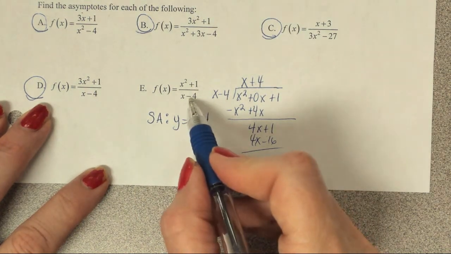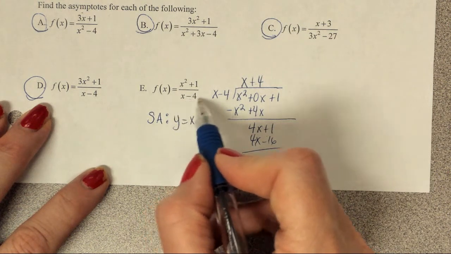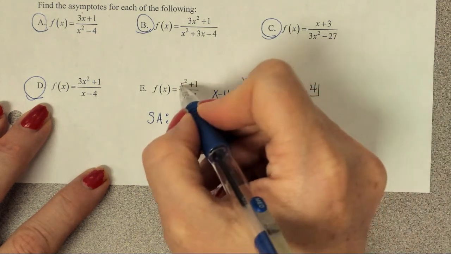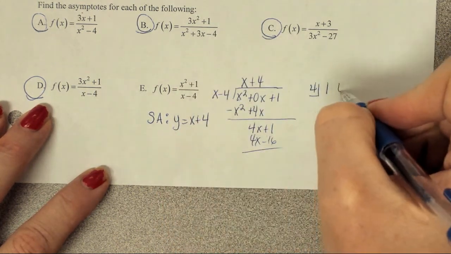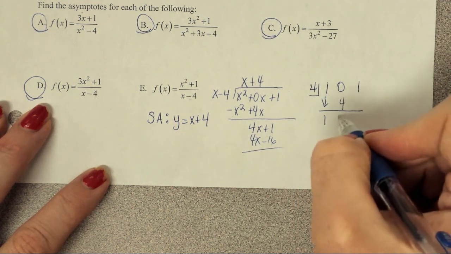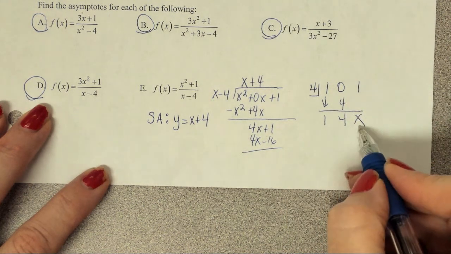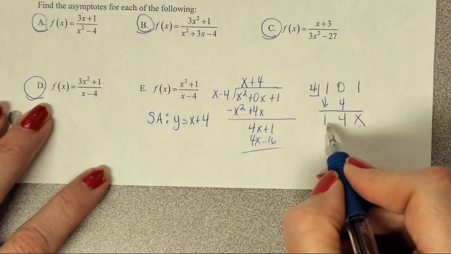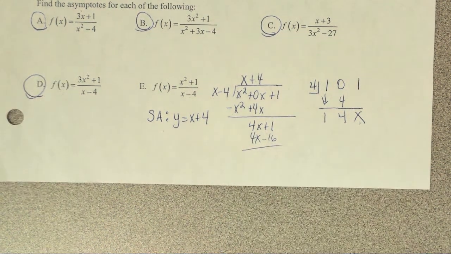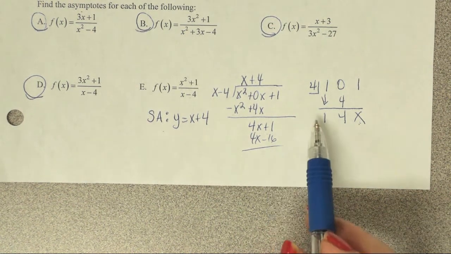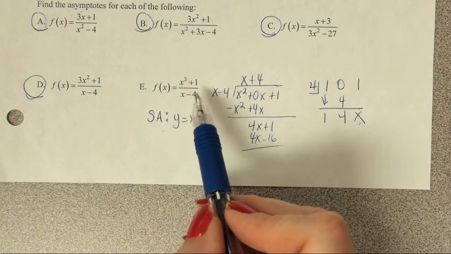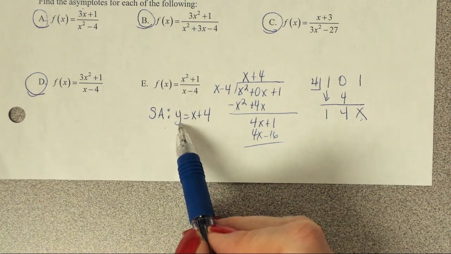The other way I could have divided this is with synthetic. What's a number that makes this equal 0? So I do 4 into, look at the top, 1, 0, 1. I bring this down, I multiply and add. I can stop. That's just going to give me the remainder. See how this still gives me y equals x plus 4? So you can do these problems either way on finding the slants. If this power is 1 more than that, I divide to find the slant asymptote.